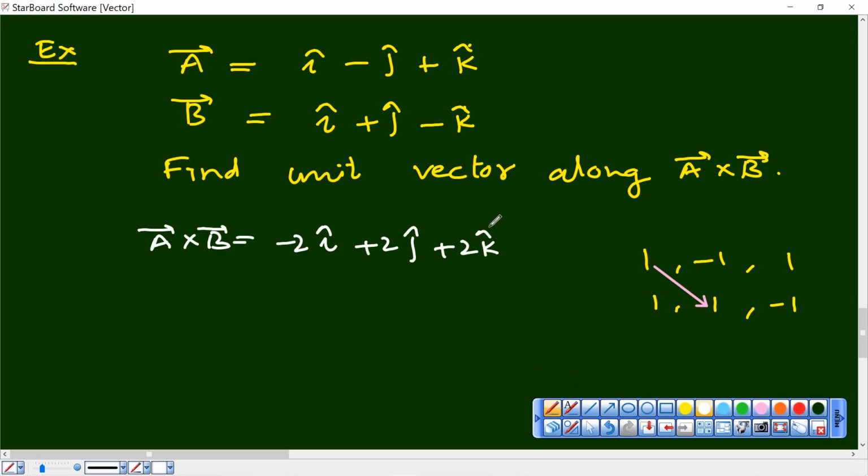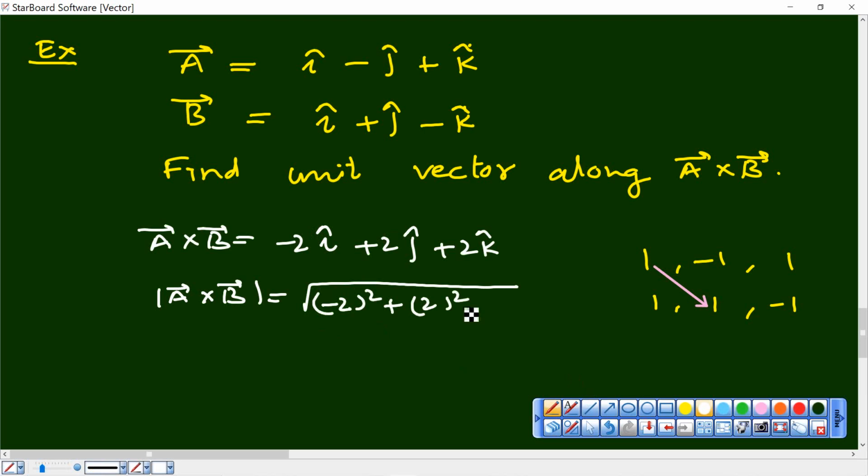So what is the magnitude of A cross B? To find the modulus of any vector, what we have to do is take the square root of the sum of squares of the components. So this is going to be minus 2 squared plus 2 squared plus 2 squared. You have learned it much before, I guess. I don't need to show that page once again. So that is 4 plus 4 plus 4 is 12. So 12 is 2 root 3.